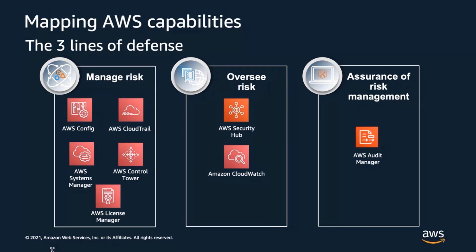of their cloud resources. The second line, oversee risk, includes Amazon CloudWatch and AWS Security Hub to help customers gain a comprehensive overview of operational health and security posture across their AWS accounts. Our third line, assurance of risk management, includes Audit Manager to help customers assess their controls for security, change management, software licensing, and business continuity. Let's take a look at 2 specific services in manage risk that can help us in our operationally excellent workloads.